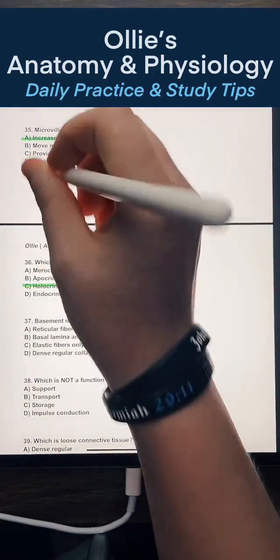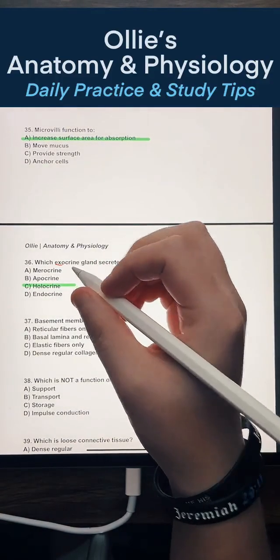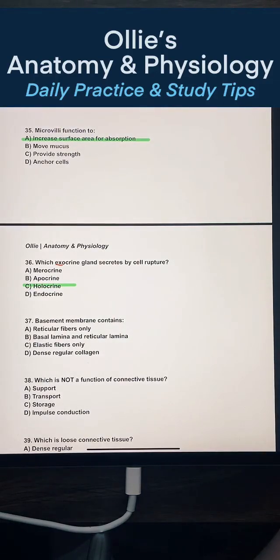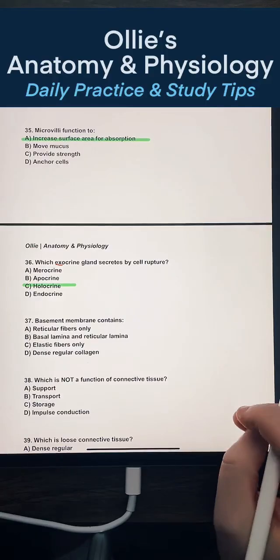The answer is C. It is holocrine. Holocrines are where a whole cell dies. An example of this could be in a sebaceous gland. Merocrine, an example of that would be exocytosis with salivary glands. Apocrine is where a portion is going to pinch off, like your mammary glands. And endocrine are hormones, basically getting released directly into your bloodstream.